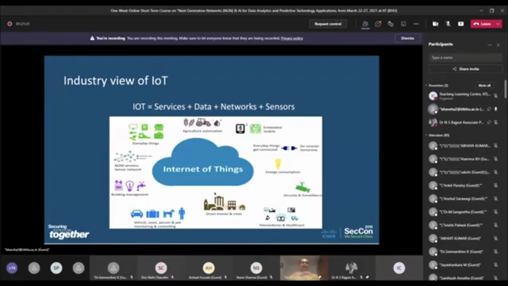Now, once we combine all those four things, that's when we call it IoT. Basically, that's what we actually mean by IoT, because it is connecting my services with the help of networks to the sensors. And the most important thing is the application: from the sensors, I would be getting data on which I would be evaluating the health of that particular device. Is it clear?